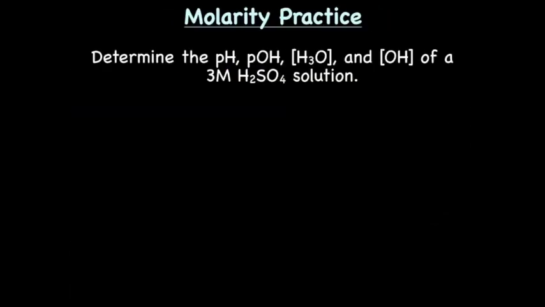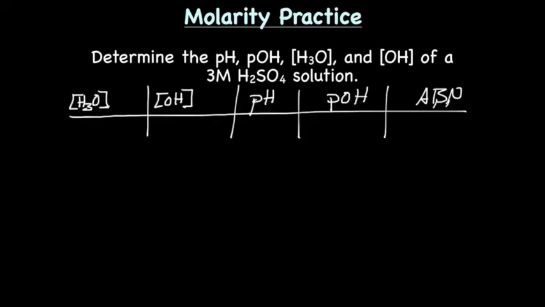So we're going to do the problem: determine the pH, pOH, concentration of H3O, and concentration of OH of a 3 molar solution of H2SO4. All right, the first thing we should do is draw out our little data table. And now we need to figure out what to do. What they gave us is 3 molar H2SO4. So let's see what we can do with that.